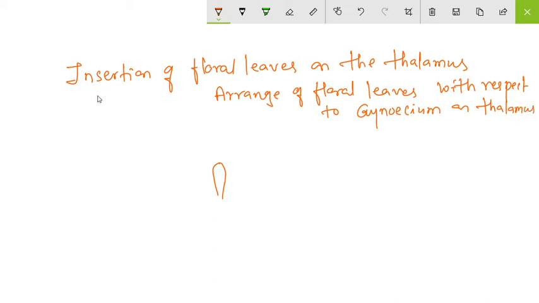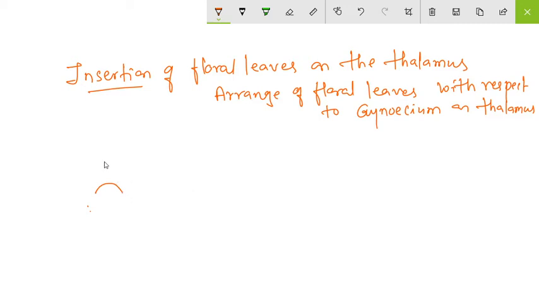So it is known as the insertion of the floral leaves. There are three different types of insertions observed. First of all, when the thalamus is club shaped or concave shape, suppose it is club shape or concave shape.